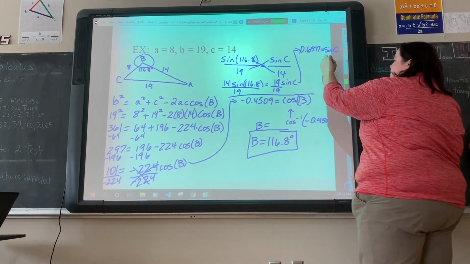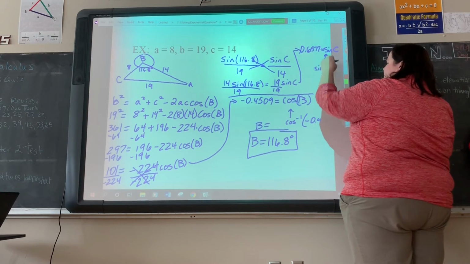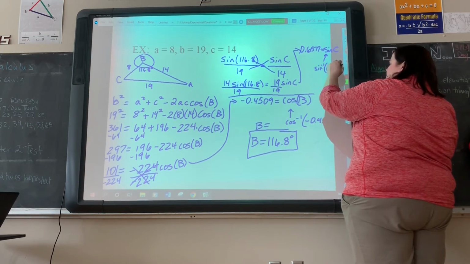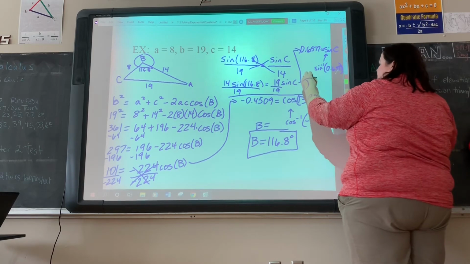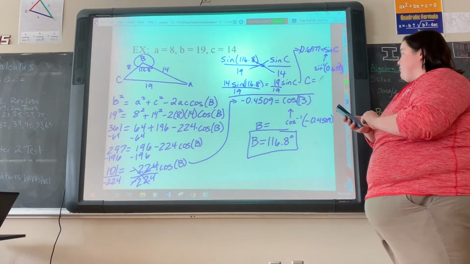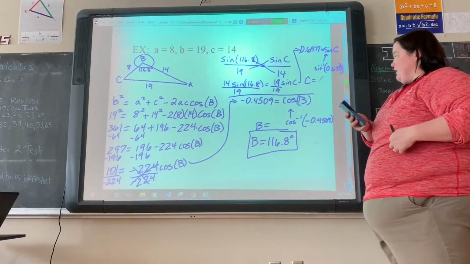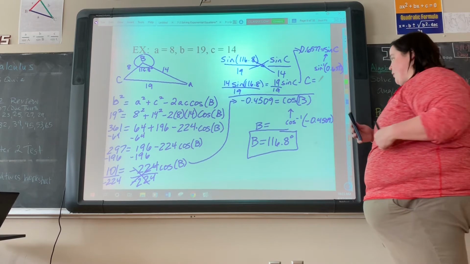And again, in order to solve for an angle, I'm going to have to use sine inverse. I'm going to put that little number in there. That'll give me C. 0.6577. So angle C is going to be 41.1.